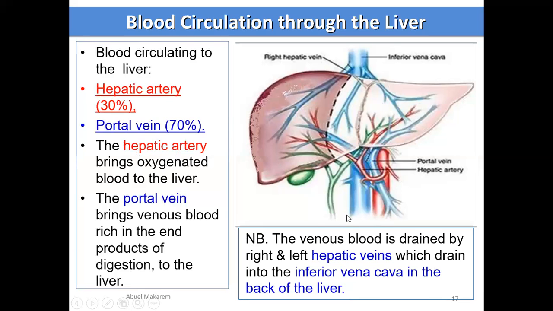Okay. Coming to the venous drainage of the liver, it is by separate veins. That is, it is drained by the right and left hepatic veins. Those are here behind. Here is the right hepatic vein, and here is the left hepatic vein, which will drain directly into the inferior vena cava. The inferior vena cava is here, so it is draining through, in the back of the liver. So the arterial supply is by the hepatic artery and the portal vein, and the venous drainage is by the hepatic vein. So you should know the difference between the portal vein function and the hepatic vein function.